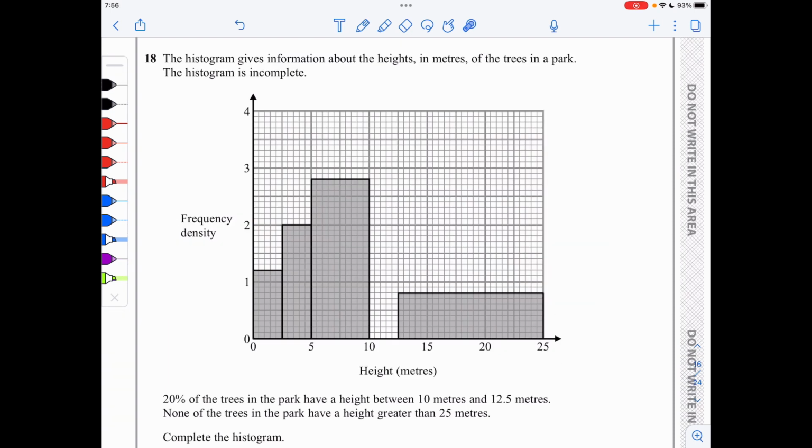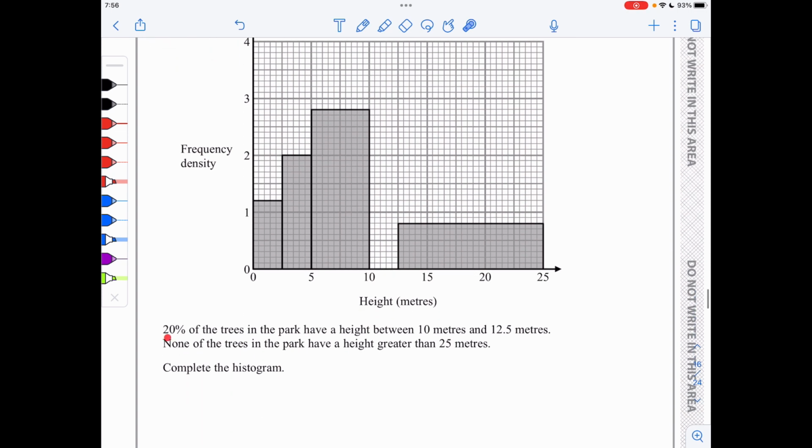In 18, we've got a histogram showing information about the heights in meters of the trees in a park. It's an incomplete histogram. In addition, we are told that 20% of the trees have a height of between 10 and 12.5, so that's the 12.5 mark, and we need to complete the histogram. We know that in a histogram, the main idea is that the area is proportional to the frequency. So we will start by calculating the area of each bar.